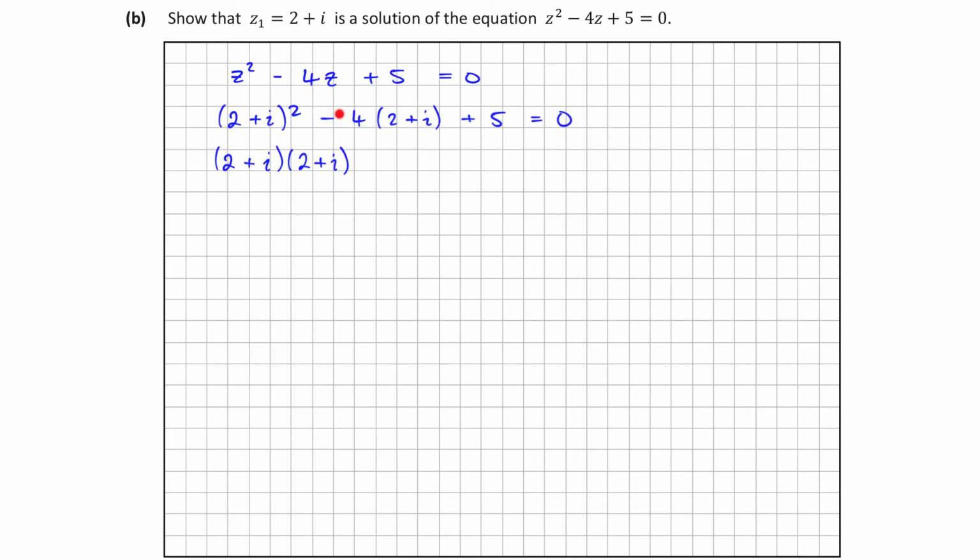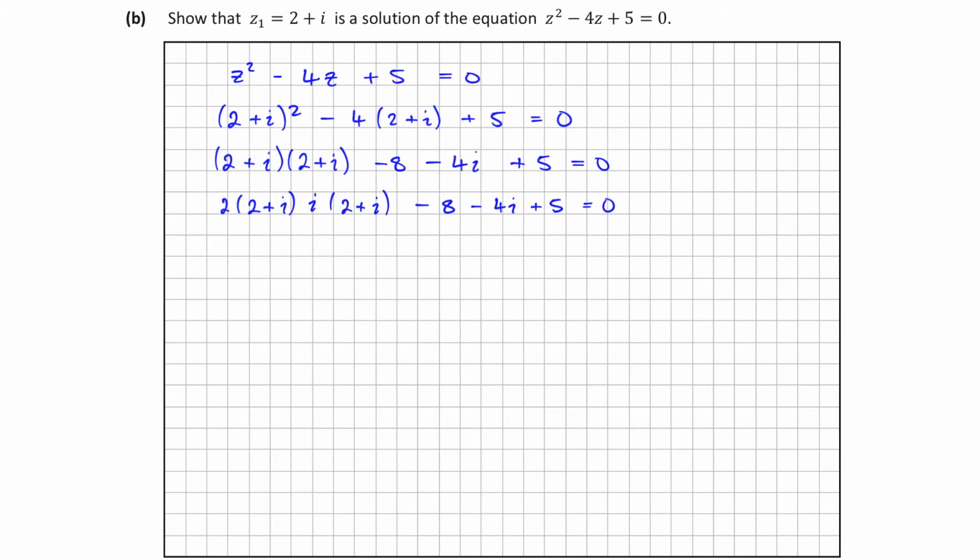I'm now going to expand this. So minus 4 times 2 is going to give me minus 8. And minus 4 times plus i is minus 4i. Obviously, my plus 5 is still plus 5, so I'll put in the plus 5. And that's equal to 0. I'm now going to expand these brackets here. So if I expand those brackets there, I'll say the first term by everything in the second. So 2 times 2 plus i. And the second term, which is plus i, by everything in the second, which is 2 plus i. Minus 8 minus 4i plus 5 should be equal to 0.